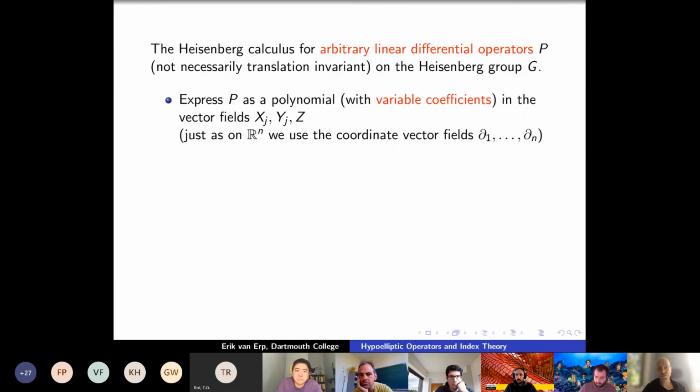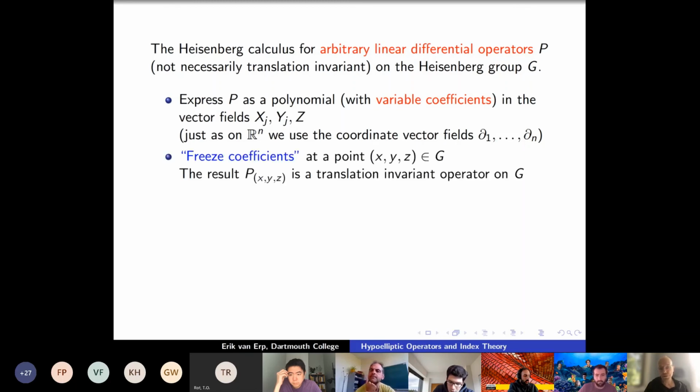So you express whatever differential operator you have as a polynomial not in the coordinate vector fields, which is what you normally would do. So you don't use d/dx1 up to d/dxn to write the operator. You just use the vector fields X, Y, Z to write the operator, and then it becomes a polynomial. Of course, it will be a polynomial now with variable coefficients, not with constant coefficients. So it takes a little bit of getting used to, but you just use a different set of vector fields than the coordinate vector fields. Of course, they don't commute, but that's not a problem.